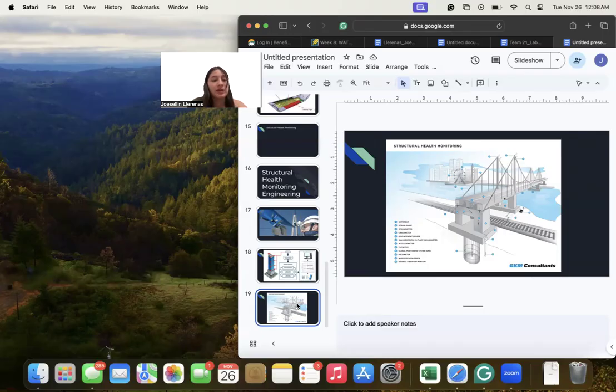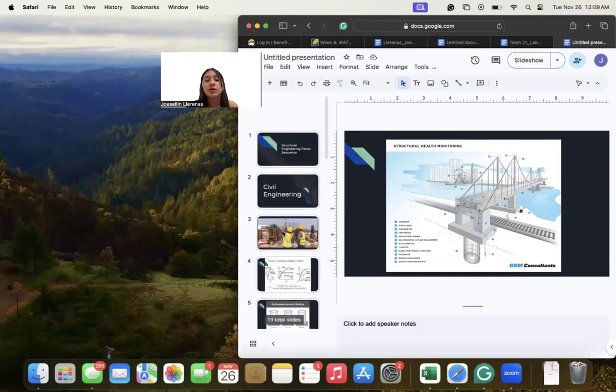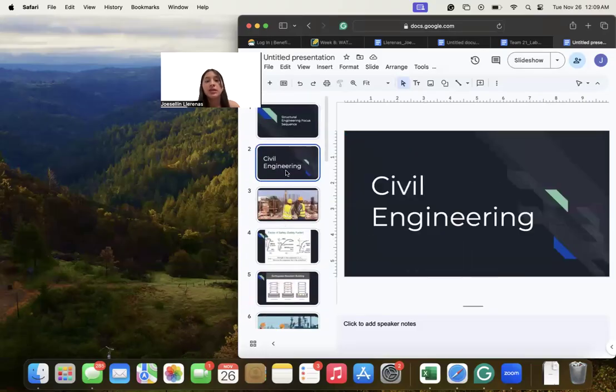Some projects that they may encounter are the health of wind turbines under harsh environments. Some possible career paths are structural health monitoring engineers, structural health monitoring data analysis, construction monitoring engineers, and many more. The focus sequence that I prefer the most is civil engineers.